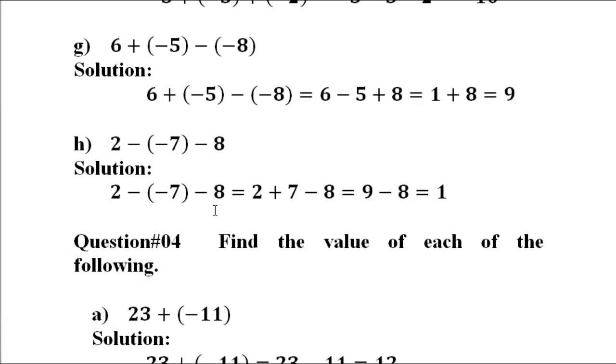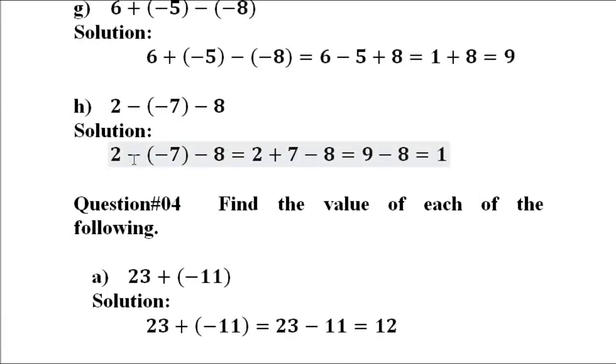The eighth part of the question is 2 minus -7 minus 8. As the negative of a negative is positive, therefore the expression simplifies to 2 plus 7 minus 8. Now 2 plus 7 is 9. Finally, 9 minus 8 is 1. The result will have a positive sign because 9 is greater than 8.